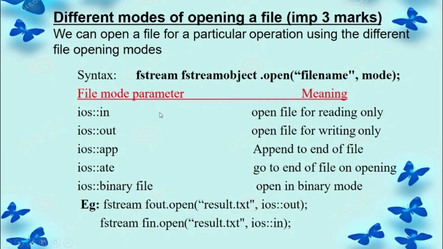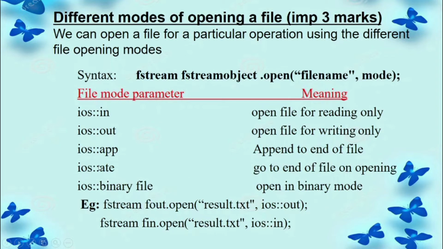So the file mode parameters are ios scope resolution operator in, that is input output stream scope resolution and in, that means opening a file for only reading, and ios scope resolution out, that is opening a file only for writing. ios scope resolution operator app, that is append to end of file, that means we are adding some data to the existing file.